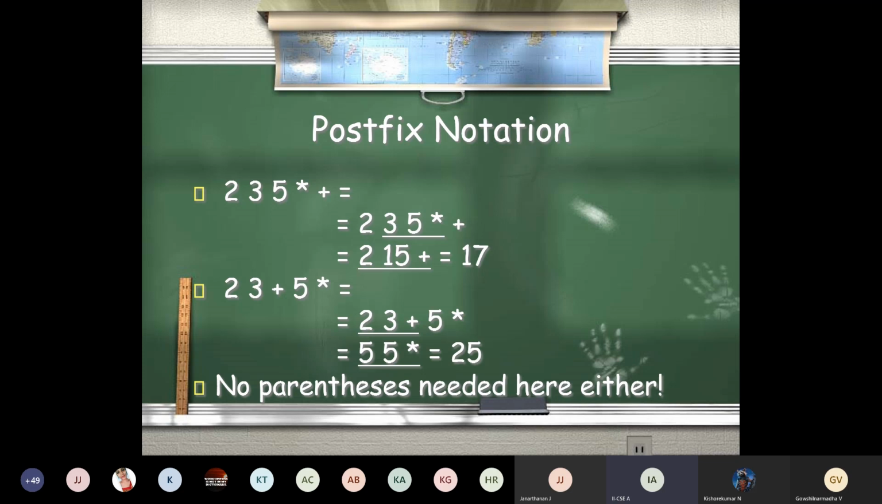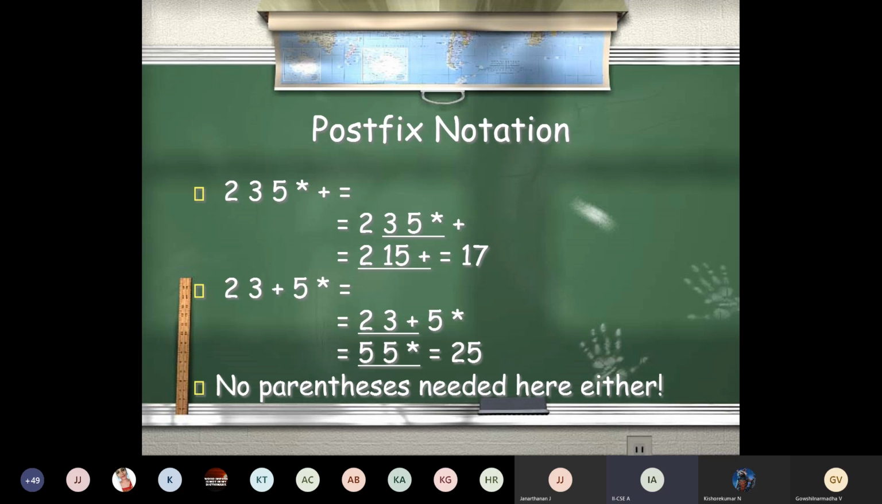So 3, 5 is multiplied and you have 15. So 2 and 15 you are having, then you are having a plus. Later, this plus will be applied on the immediate 2 left hand operands. So you will have 17 here. So this is how your expression is evaluated. When you are having an operator, the immediate operands will be chosen. It might be either prefix or postfix. If it is prefix, it will take the right hand side 2 values. If it is postfix, that operator will take the left hand side 2 operands and evaluate.